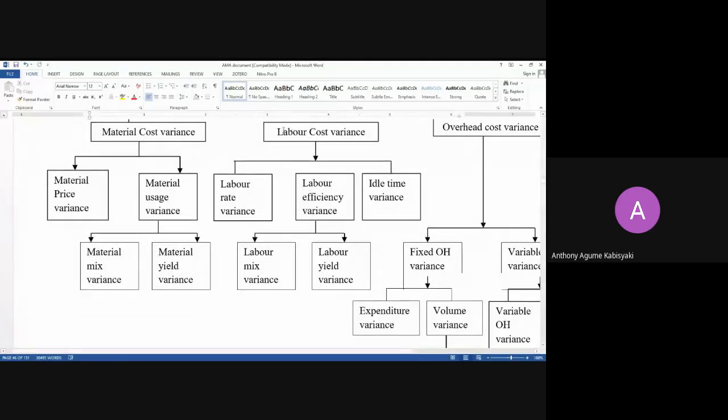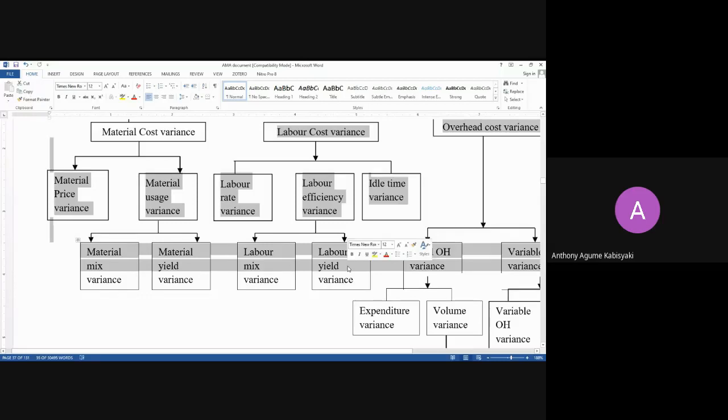Because we say that the labor cost is subdivided into labor rate, labor efficiency, and then idle time. And labor efficiency is also subdivided into mix and also labor yield variance. So for today, we're going to compute the labor cost variances, so that next week we finalize with overheads, and then before we look at revenue, that will be marking the end of variances.